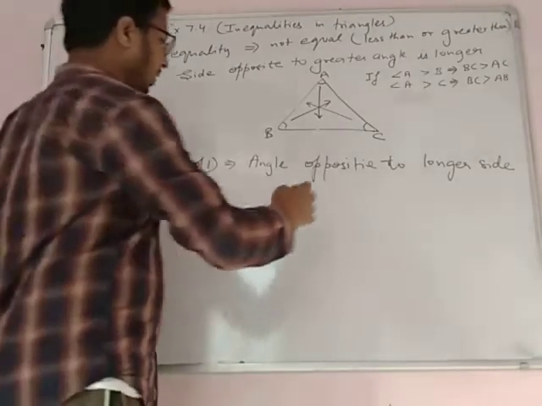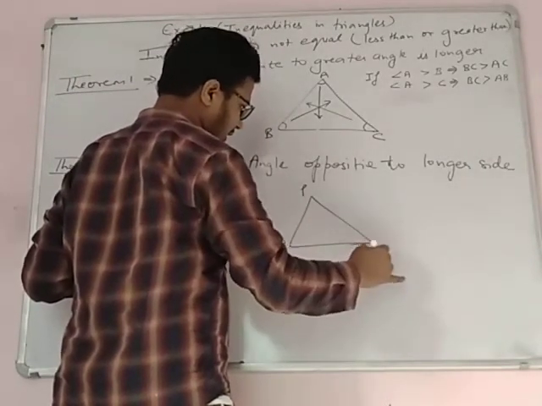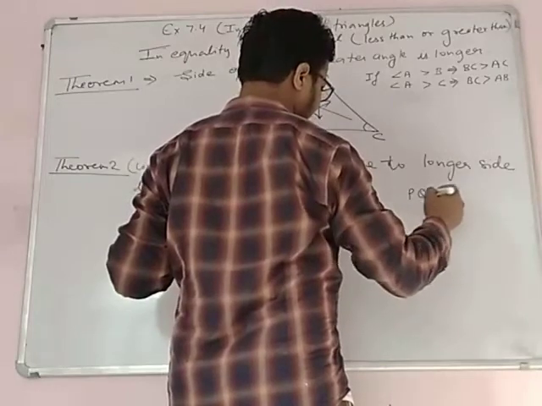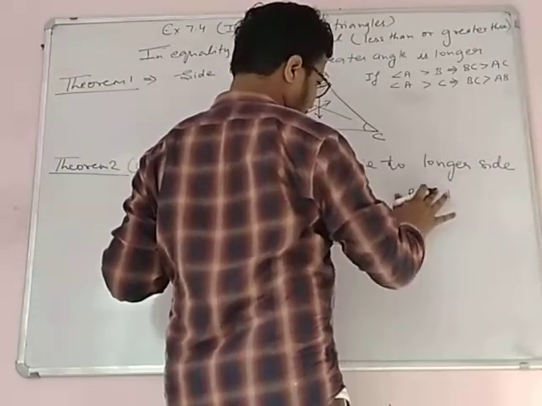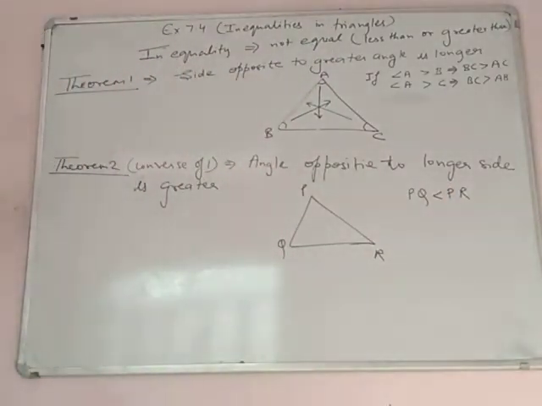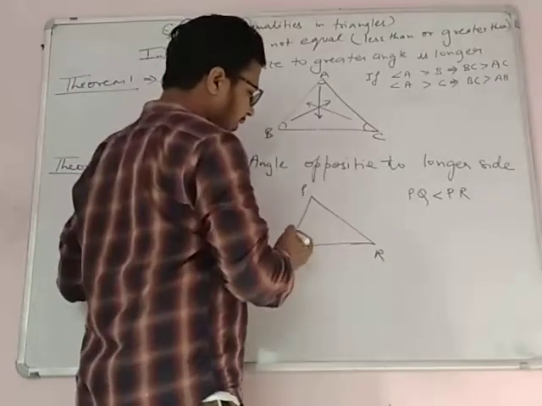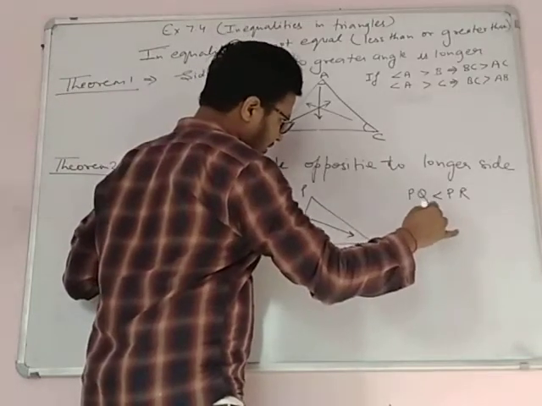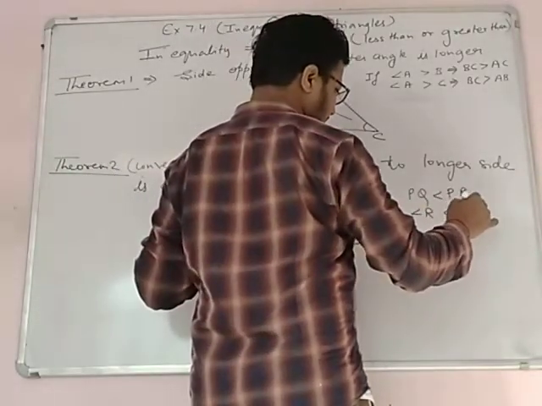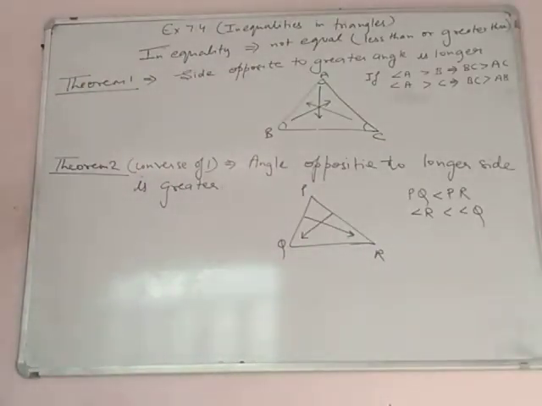Like same, I am taking a triangle PQR, in which PQ is greater than PR. Let's make PQ smaller than PR. Yes, here PR is greater than PQ. PR is greater than PQ means the angle opposite to PQ is angle R and the angle opposite to PR is angle Q. So angle Q is greater than angle R. Angle Q is greater than angle R.